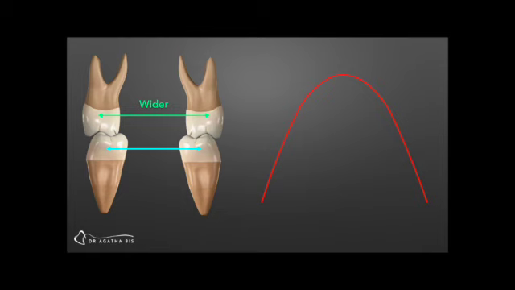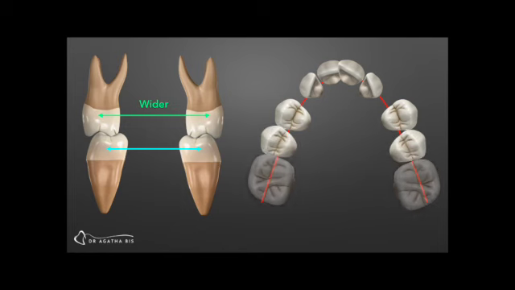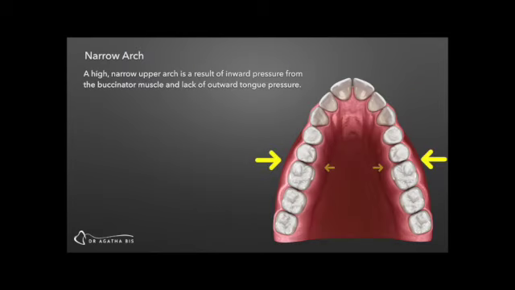As a child is developing, the typical eruption sequence is centrals first, then the laterals, then you get your premolars, and then your molars, and the last typically are the canines. So if the arch is too narrow, the canines either become ectopic or impacted. So that high, narrow upper arch is the result of inward pressure from the buccinator and lack of the tongue pressure outwards. So what causes a lack of outward tongue pressure?